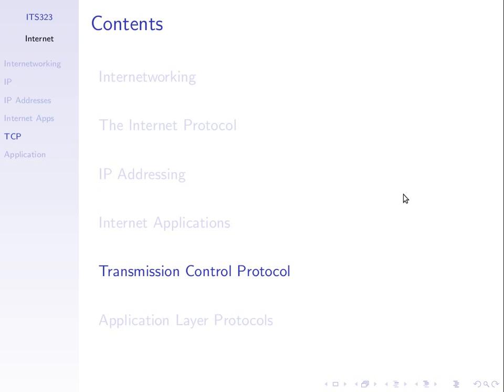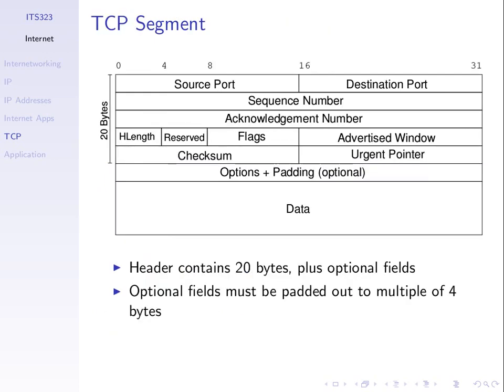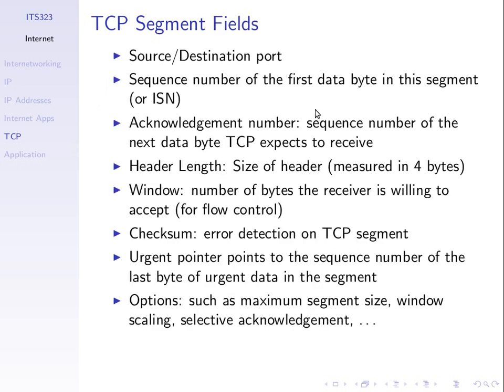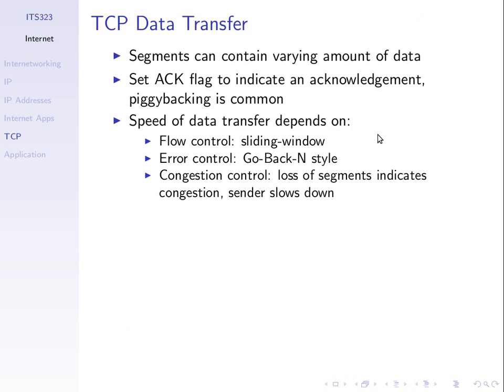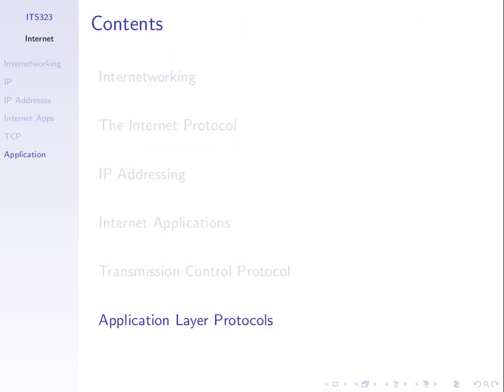So TCP we will not cover, but you should look at the header format. It contains the source port and destination port. It uses flow control and error control like you just studied in the assignment. Before we send data, it sets up a connection, which we'll study again next semester, and has some complex mechanisms for data transfer.